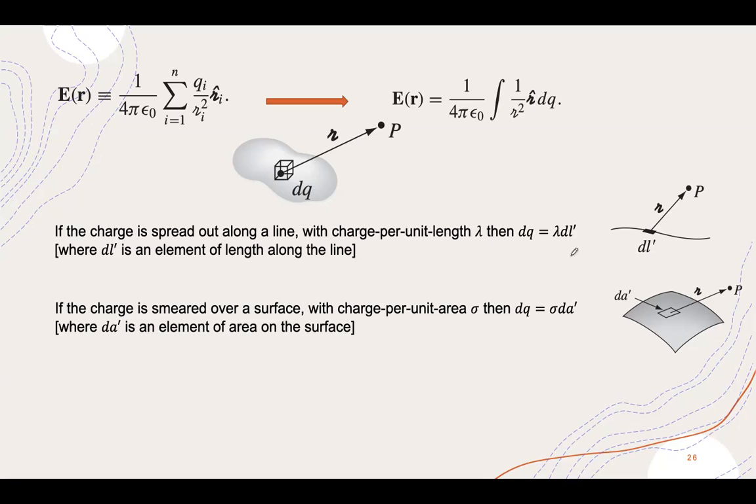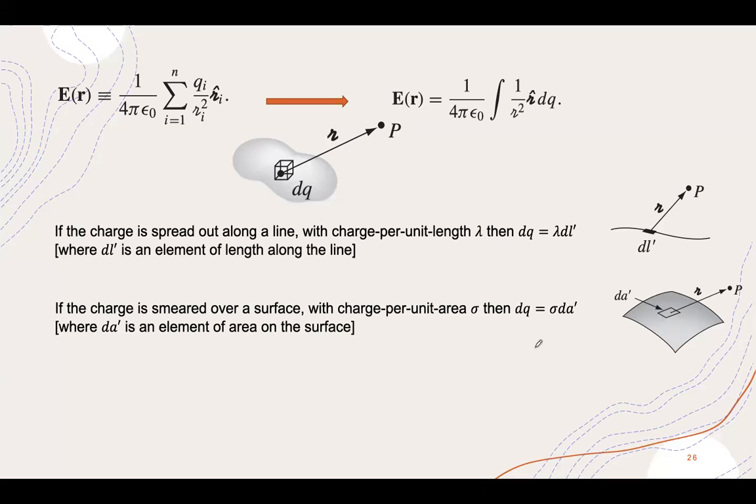Very good. Thank you. So similarly, when charge is smeared over a surface, and the charge per unit area, that means coulomb per meter squared, is given, then this dq should be replaced by sigma times dA prime or dA, as we already spoke about. Then accordingly, we can calculate the electric field at some point P, at a distance r from this dA prime.